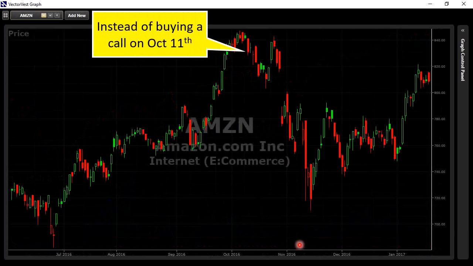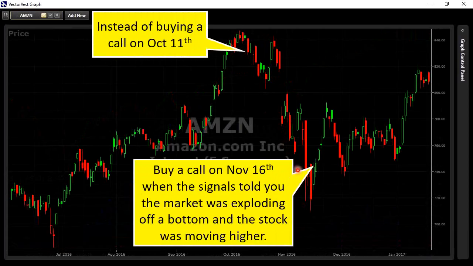So here's a date when you would have done it wrong. The stock was going up and you just bought a call. Instead, wait for the market to hit a bottom and start to go back up. So now let's look at the differences.